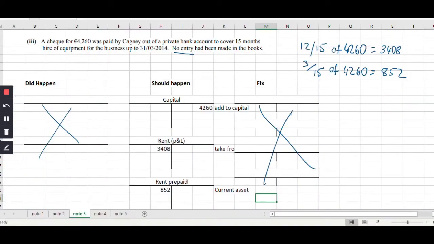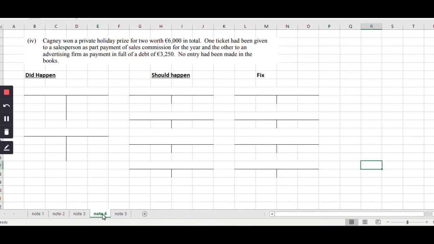And that is note 3. Note number 4. Cagney won a private holiday prize for 2 worth €6,000. One ticket had been given to a salesperson as payment of sales commission, and the other to an advertising firm as payment in full of a debt of 3,250. No entry had been made in the books.